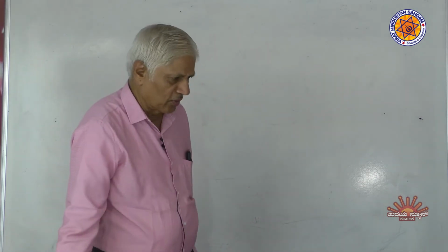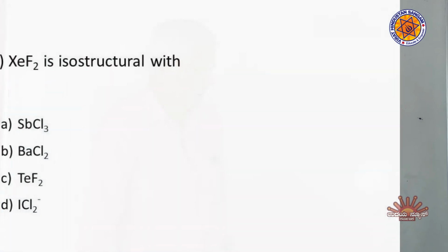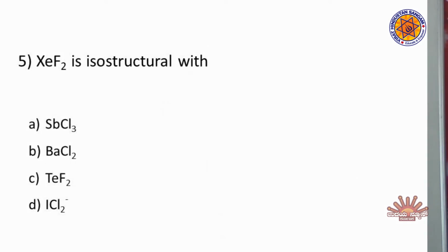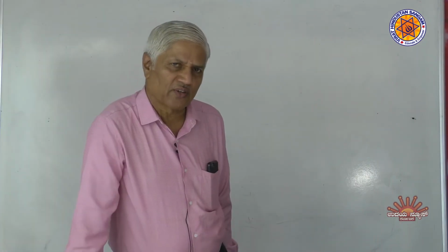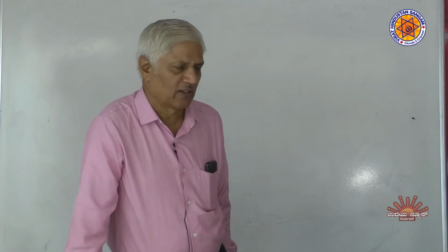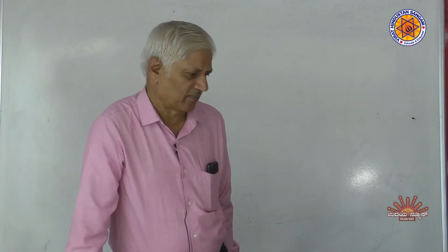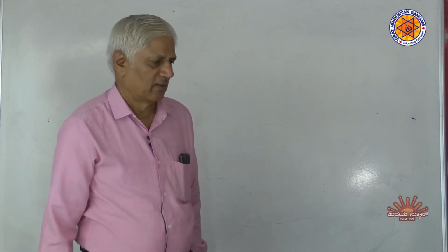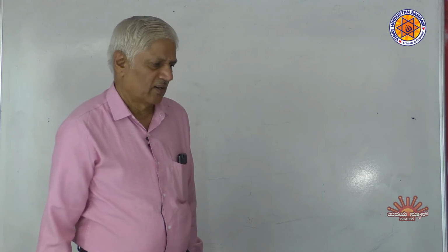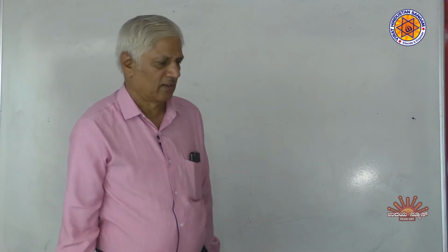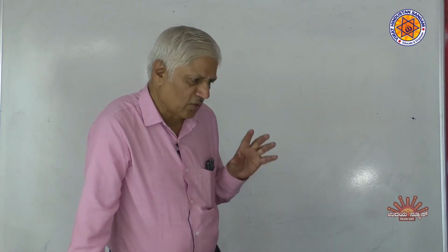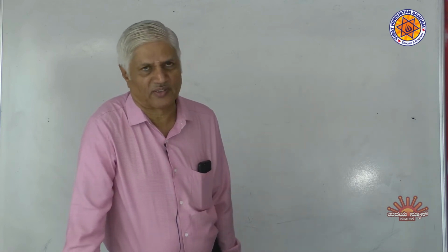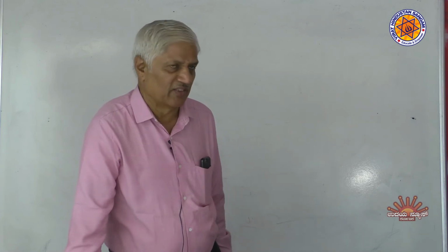Yes. Next question is, question number 5, XeF2, xenon difluoride, is isostructural with. Isostructural compounds, as the very name indicates, are compounds having the same structure. Look, this question, it's an easy question, but not very familiar. Look, in such questions, you must try to get the number of valence electrons, the electrons present in the valence shell.